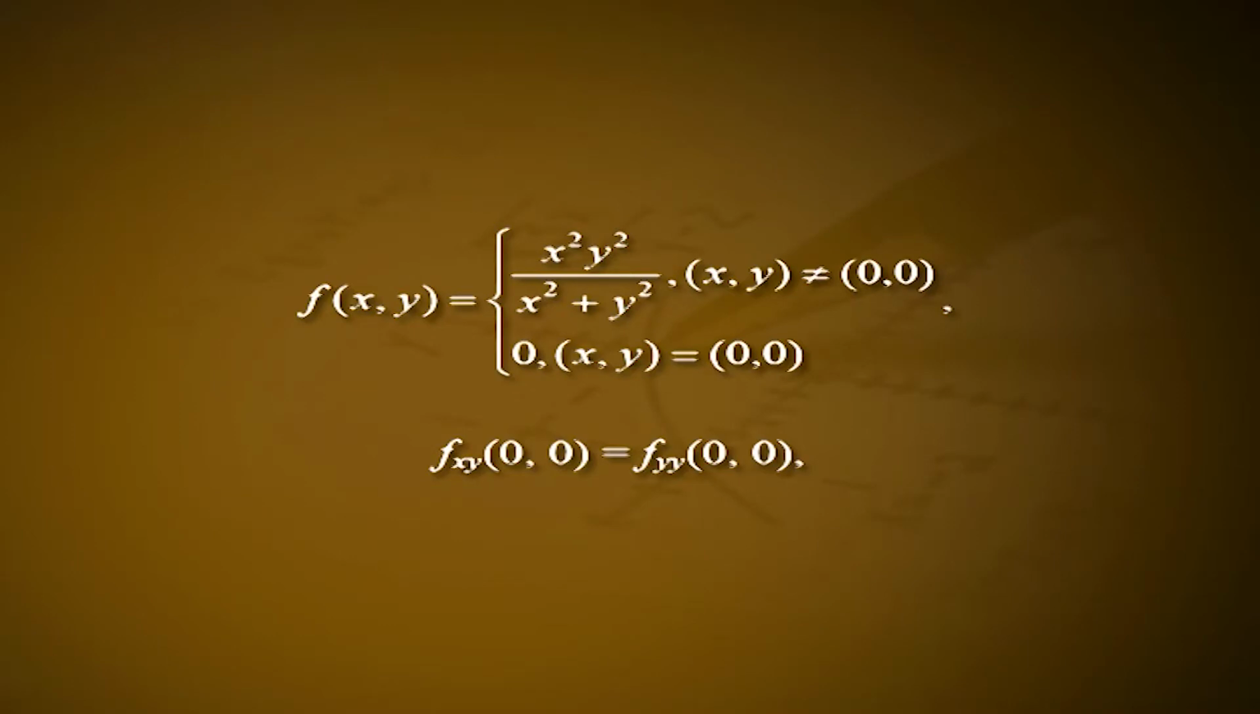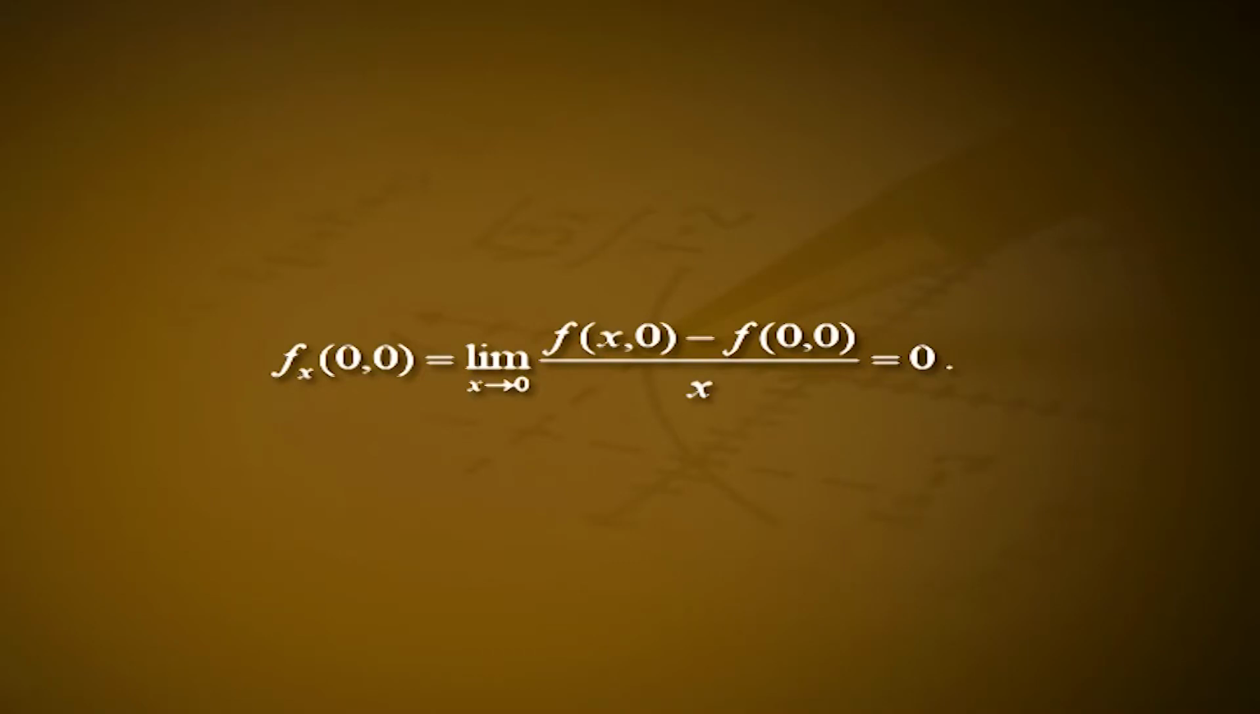Example: show that for the function f(x, y) equal to x square y square divided by x square plus y square for (x, y) not equal to (0, 0), and 0 for (x, y) equal to (0, 0), f_xy at (0, 0) is not equal to f_yx at (0, 0), even though the conditions of Young's theorem and also of Schwarz theorem are not satisfied. Now, f_x at (0, 0) is equal to the limit of [f(x, 0) minus f(0, 0)] divided by x as x tends to 0, which is equal to 0. Similarly, f_y at (0, 0) is equal to 0.